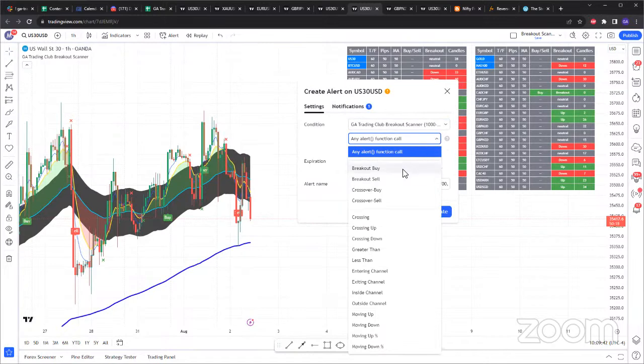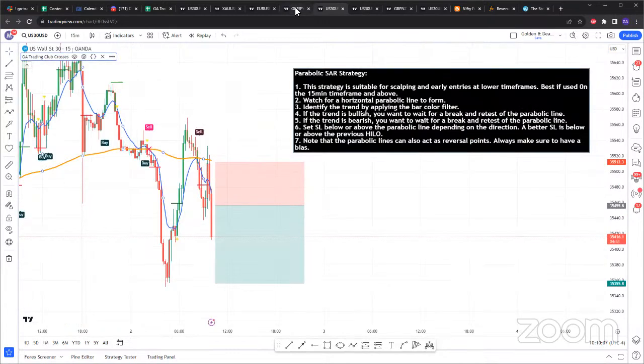Under the function, breakout buy and breakout sell are literally the buys and sells that are printed on the screens. Crossover buy, crossover sell are the red and green X's. And remember, the red and green X's come from the 5 EMA crossing any of the other EMAs.